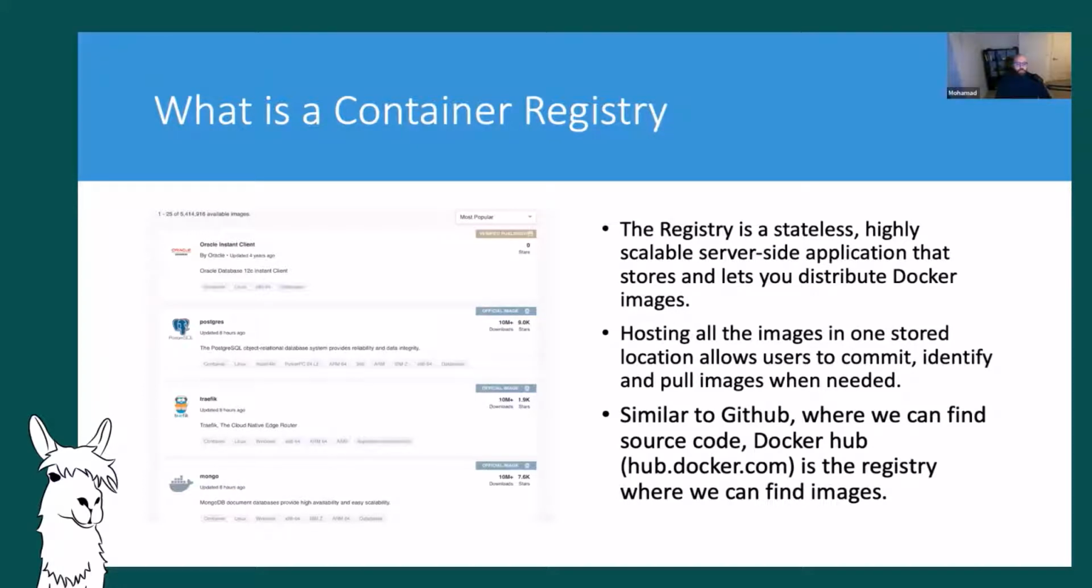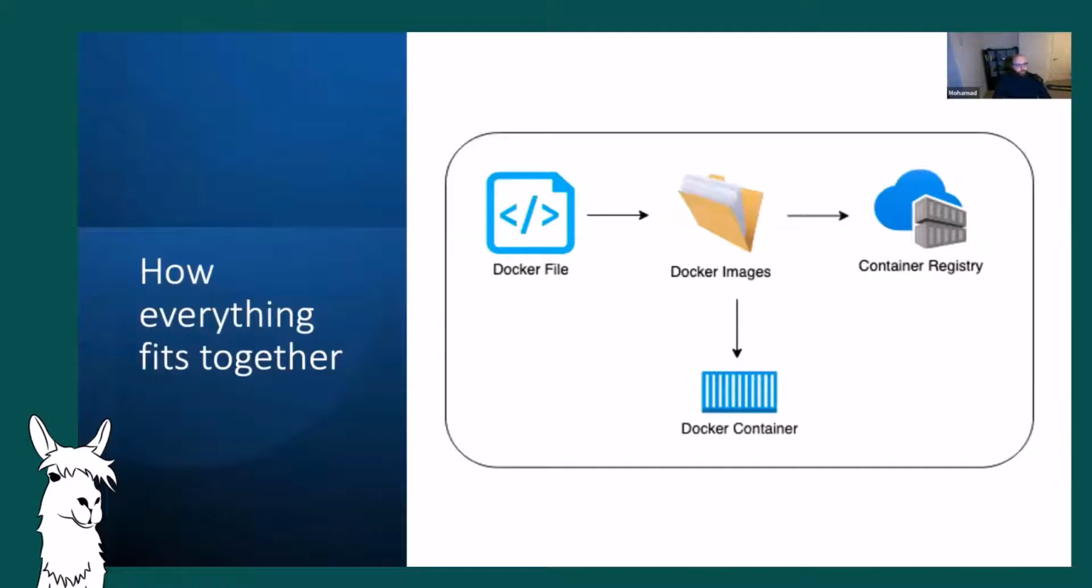We can use Azure Container Registry, which is provided by Azure and Microsoft. We can use AWS, we can use Google's, or we can even use our own. We can actually build one completely locally and utilize it. So it's really flexible for us to have a container registry. So how do all of these things that we have discussed fit together?